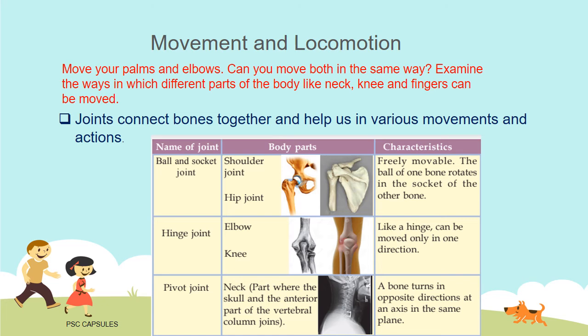Hinge joint is present in the elbow and knee. Like a hinge, they can be moved only in one direction. Pivot joint is present in the neck, the part where the skull and the anterior part of the vertebral column join. Here a bone turns in opposite directions at an axis in the same plane.